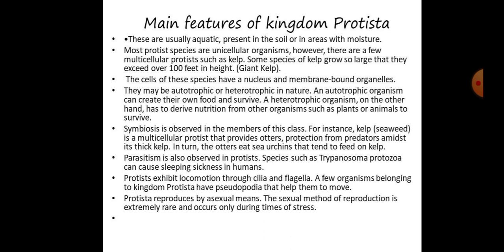Protists exhibit locomotion through cilia and flagella. A few organisms belonging to kingdom Protista have pseudopodia that help them to move. Protista reproduces by asexual means. The sexual method of reproduction is extremely rare and occurs only during times of stress.